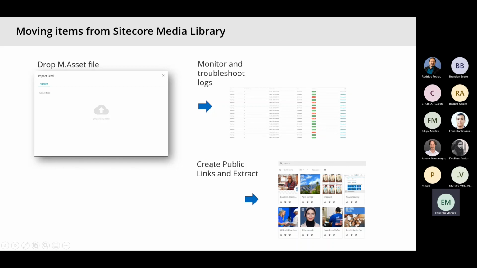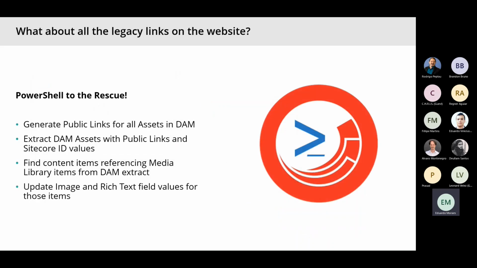Once that is done, you just need to have all the public links created and extracted. Yeah, Content Hub will take care of that for you. So what about the legacy links on the website?